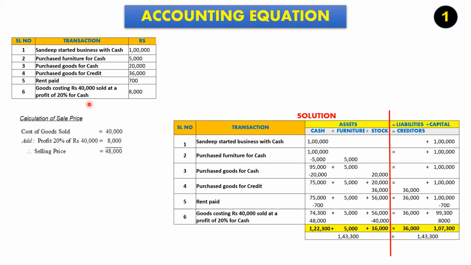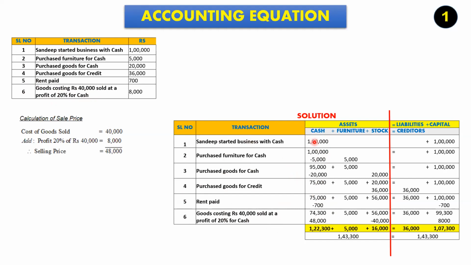And rent paid. That means cash will come into the picture. Then goods costing, goods means stock, sold at 40,000 rupees at a profit of 20% for cash. That means again it will come under cash only. So simple, all the 6 serial numbers and transactions should be transferred into the solution. That is the first rule.